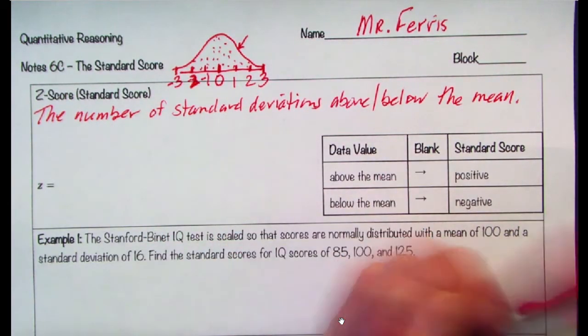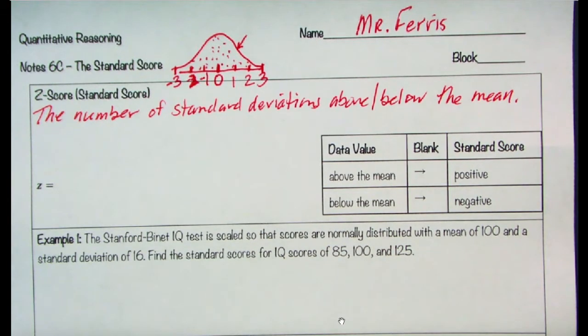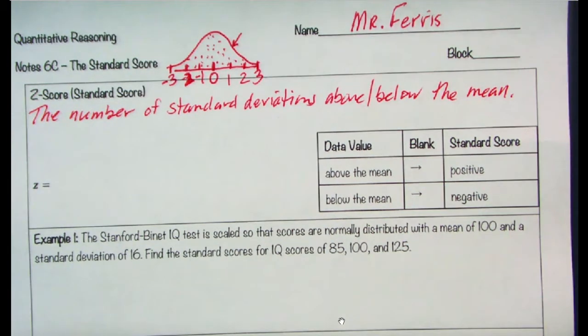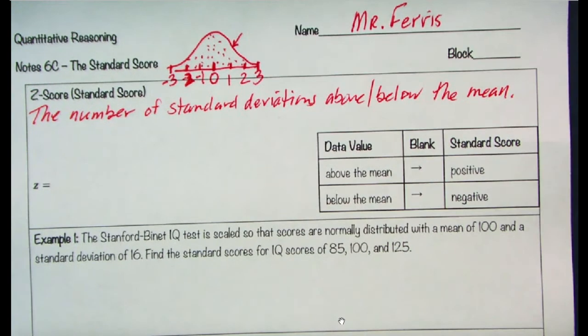So one of the things that you're going to have to figure out is, how would you ever figure out how many standard deviations you were? Like if you're 68 inches tall and the average is 60 inches, how many standard deviations above average are you? Well, for that, we're going to need a little bit of a calculation.